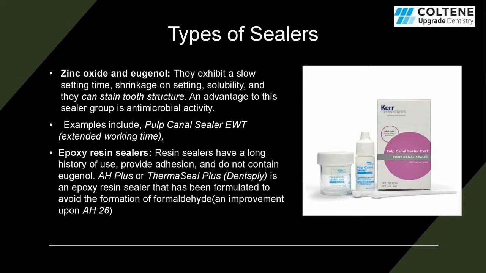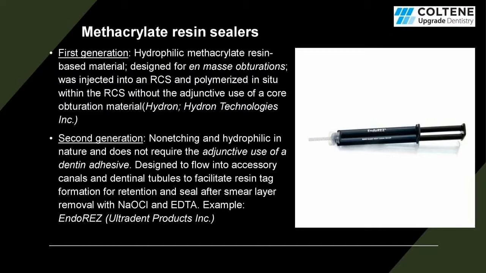So let's now see the different types of resin sealers that are available in the market. As I've already mentioned, the first generation was the Hydron sealer, which ultimately became obsolete because of its clinical outcomes. The second generation was non-etching and hydrophilic in nature. The resin sealers were developed concurrently with our composite resins, and their timeline is comparable. So overall, it's kind of the same thing. One example that is still in use today is Endorez.